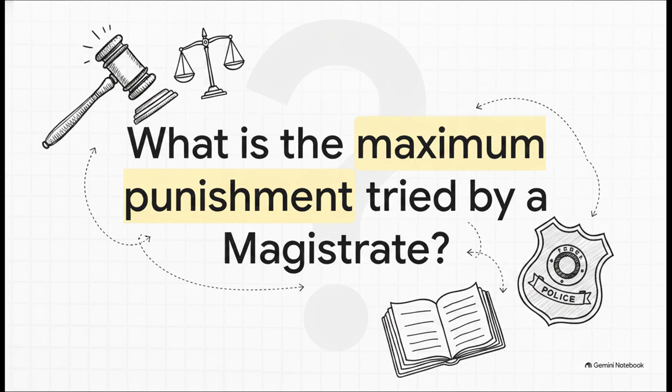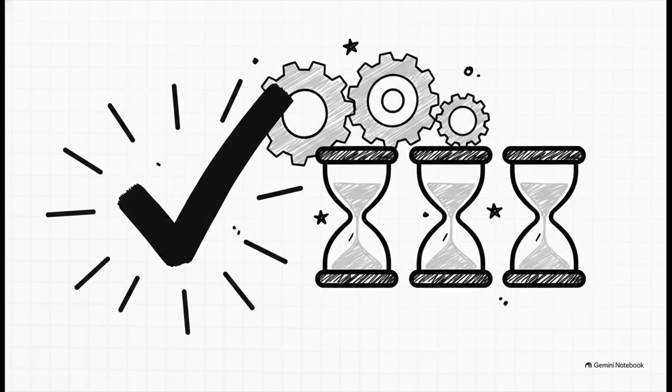All right, quick pop quiz for you. Let's see what stuck from earlier. Based on the jurisdictional division of labor we talked about, what is the maximum punishment for offenses tried by a magistrate as a general rule? Is it A, 1 year, B, 3 years, C, 7 years, or D, 14 years? Take a second. And the correct answer is B, 3 years.